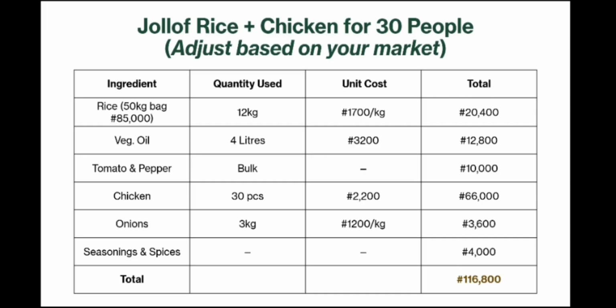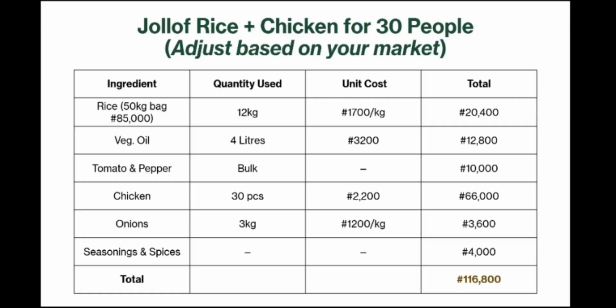Now, for the ingredients column, you are expected to write out all the ingredients you used in making a meal. Then for quantity used, this means that you are writing the amount of ingredients used to make that meal. Then your unit cost is simply the amount at which you purchased that ingredient per measurement.